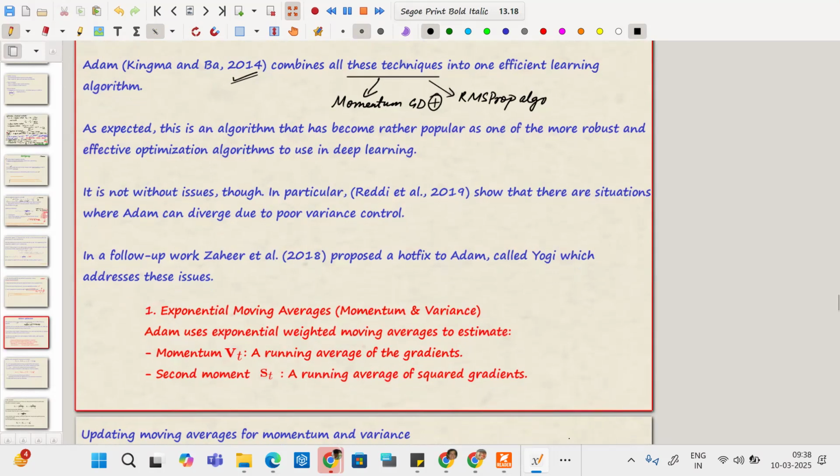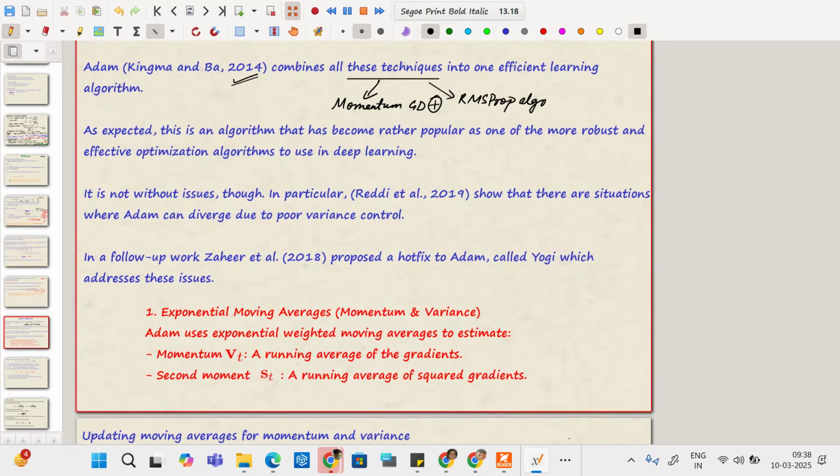As expected, this is an algorithm that has become rather popular as one of the most robust and efficient optimization algorithms to use in deep learning. So in your deep learning class, in every class, without the term Adam, your class might not proceed ahead. They might be telling you Adam multiple times in the class.